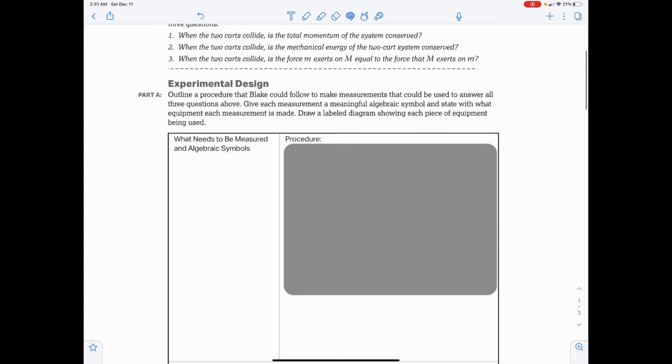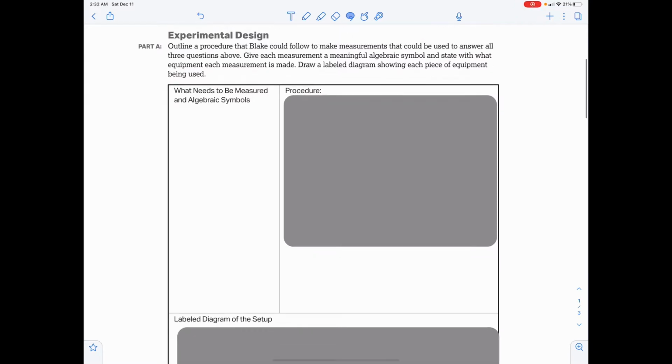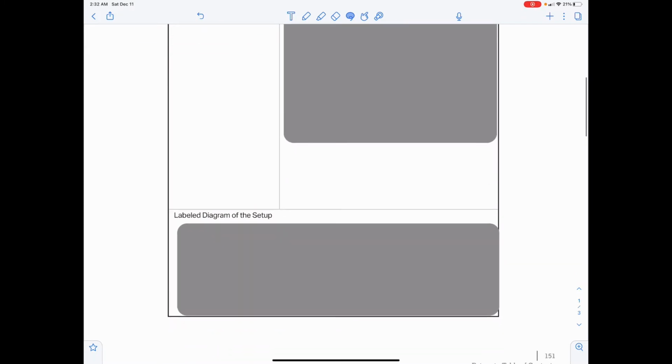Part A. Outline a procedure that Blake could follow to make the measurements that could allow him to answer all of the three questions above. Give each measurement a meaningful algebraic symbol and state what equipment each measurement is made with. Draw a labeled diagram showing the piece of equipment. It might actually be helpful to draw the diagram first so that we know what we're working with. Let's actually go down to the bottom here.